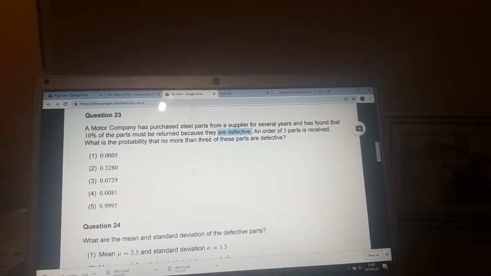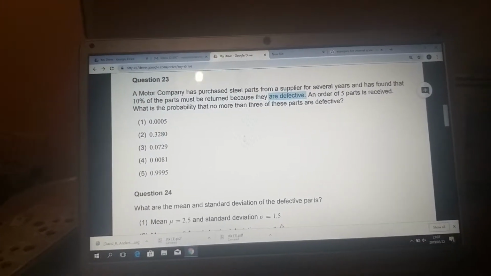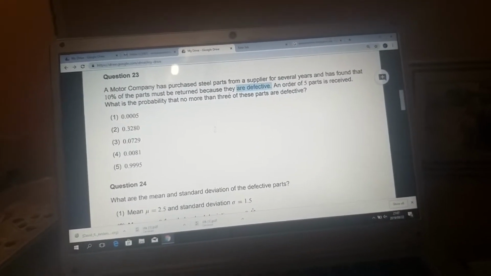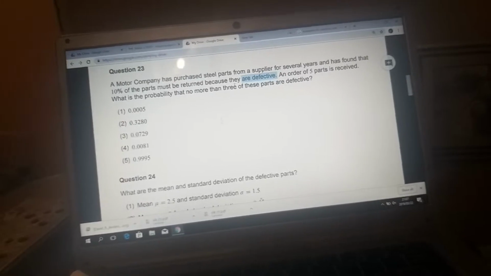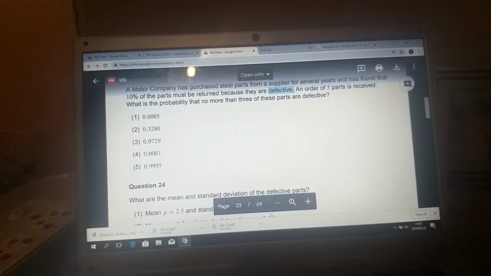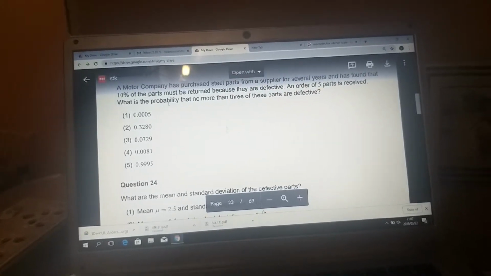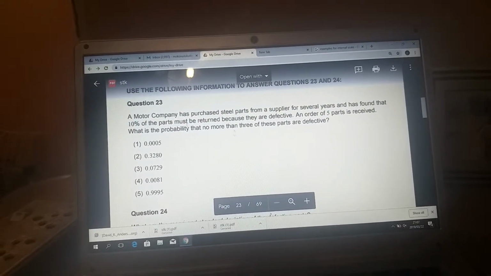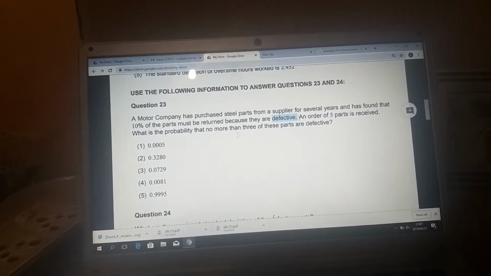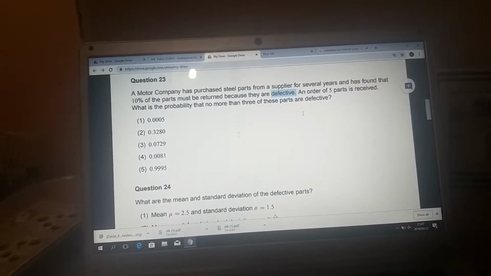Okay, so if you have a problem like this, it is a problem that is associated with the binomial distribution. And how do I know it's a binomial distribution? Because we have two possibilities. Either we have parts that are defective or parts that are not defective. So here, if we receive a part that is defective, then it will be our success.